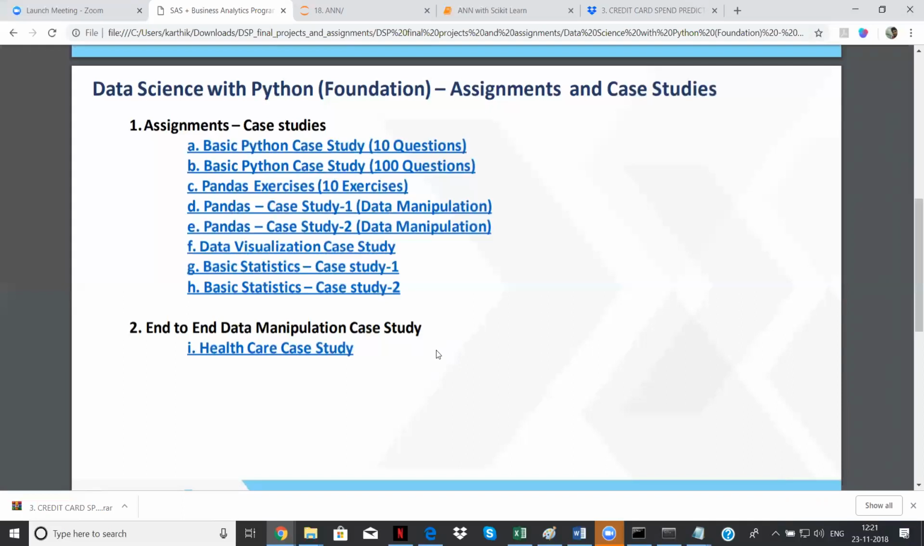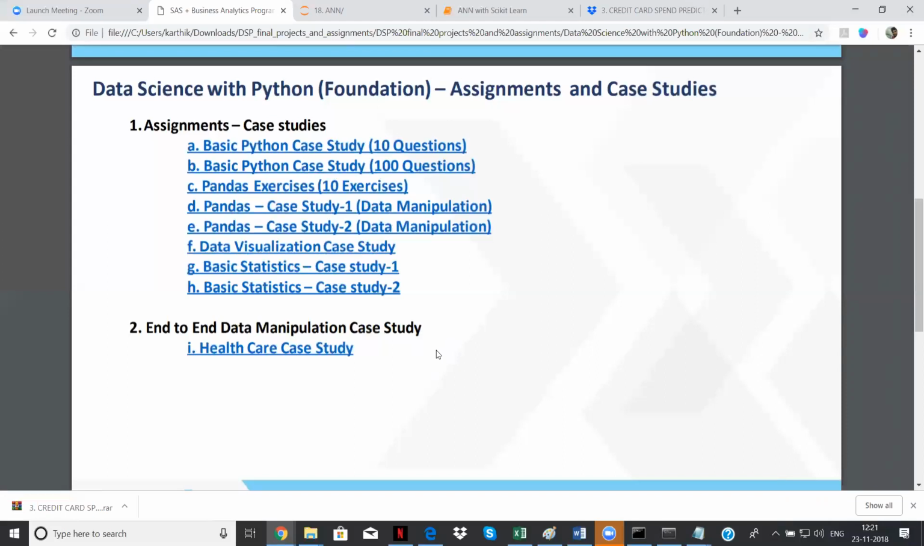Case study 2, on the other hand: the only difference between 1 and 2 would be joins. Case study 2 would contain joins. That's it. Nothing much. And I have a data visualization case study, with the exact kind of things we have done in the class, on how to get bar charts, how to get pie charts and all that. That will be in this visualization case study. Try attempting that as well.